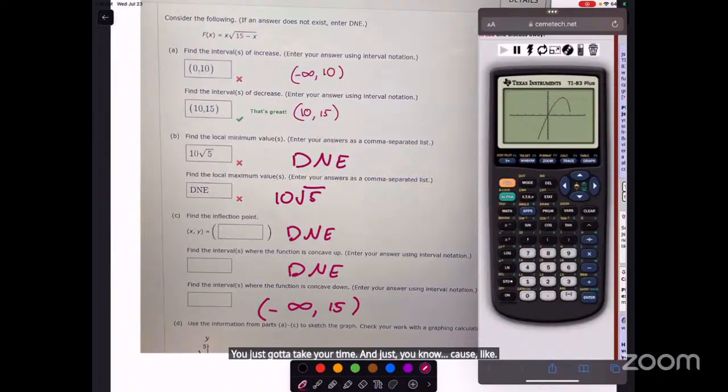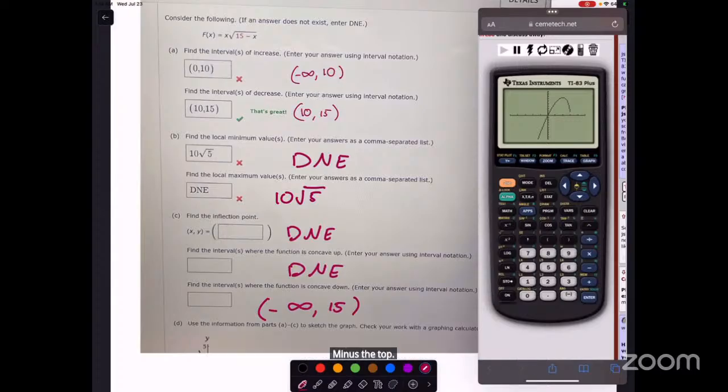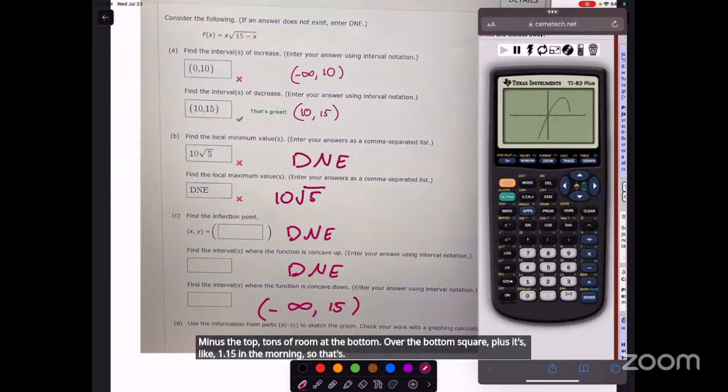That one ended up being the quotient rule, right? Low D high minus high D low over low low. So the bottom times the derivative of the top minus the top times the derivative of the bottom over the bottom squared.